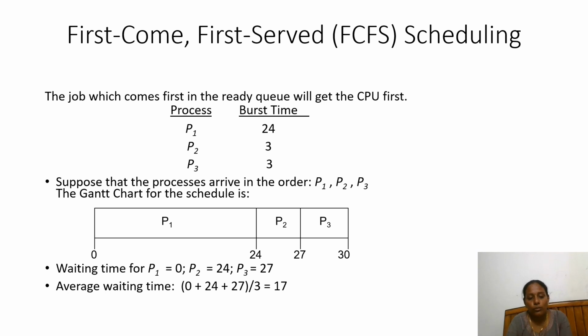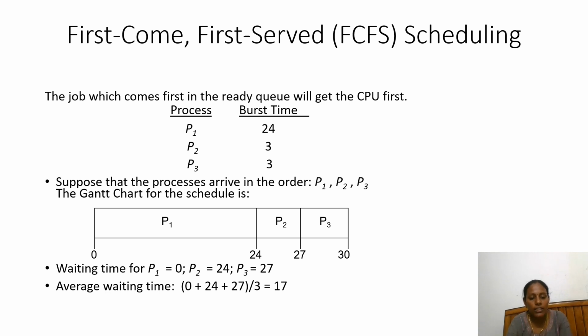So let's take the example with the Gantt chart. P1 takes 24 milliseconds. For example, if the burst time is calculated in milliseconds, P1 takes 24 milliseconds. Then the next arrived process is process 2. Its burst time is 3 milliseconds. So 24 plus 3, 27 milliseconds. The third process P3 has 3 milliseconds burst time. So 27 plus 3, 30. So all three processes execute in the CPU in 30 milliseconds.